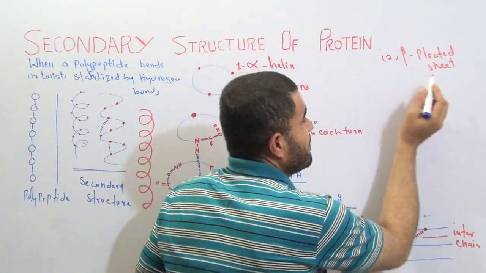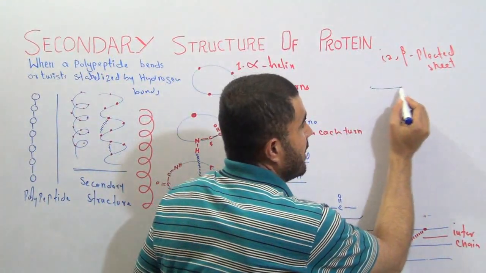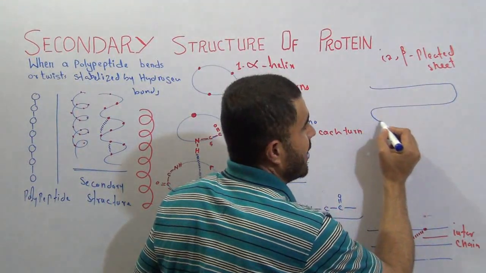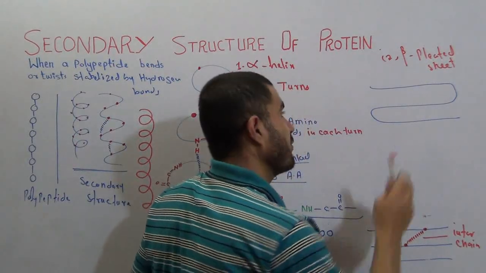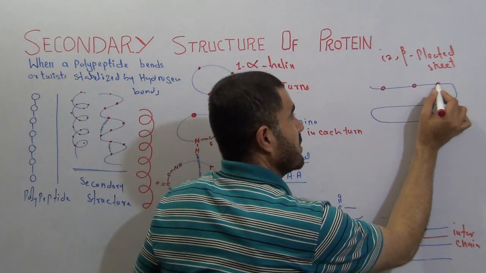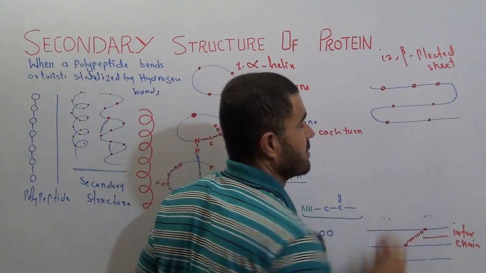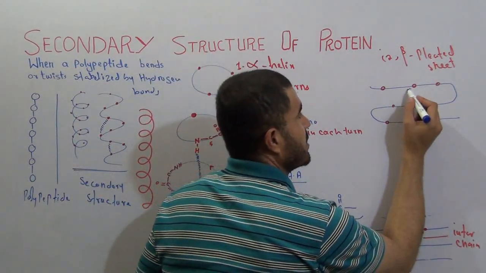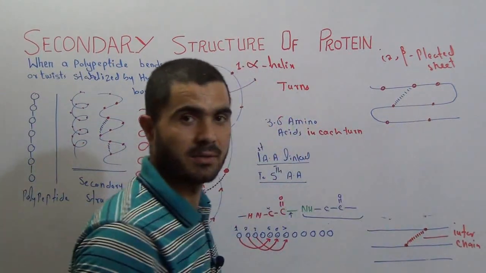So here in the beta pleated sheet we have a polypeptide chain that moves like this, then bends, then moves, and so on. And of course amino acids will be there, so I'm just going to write circles. Each amino acid will be linked with another amino acid by the help of hydrogen bonds.